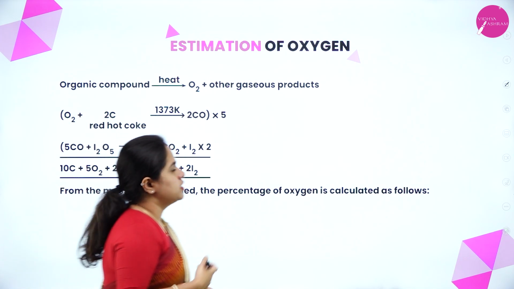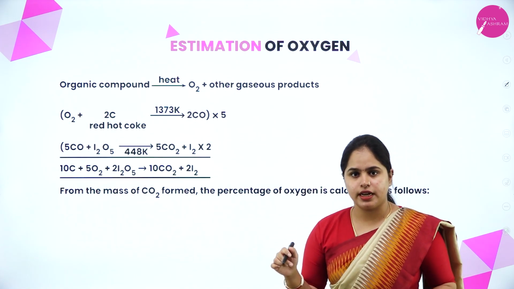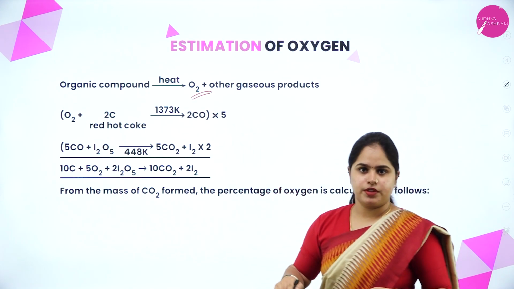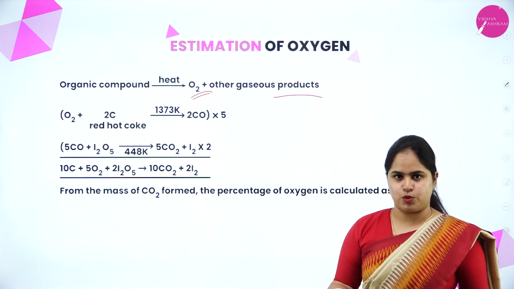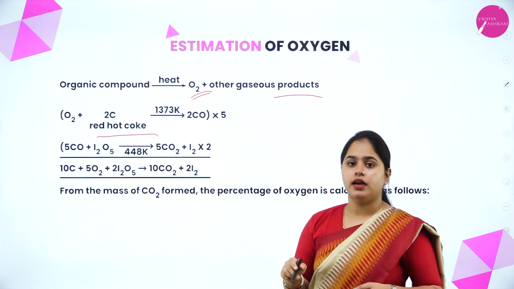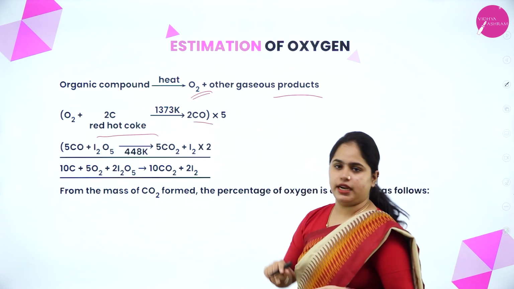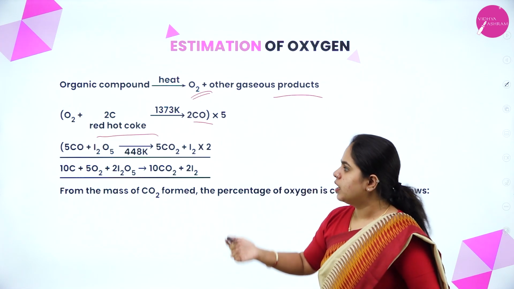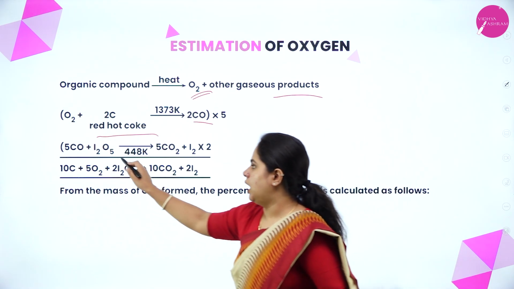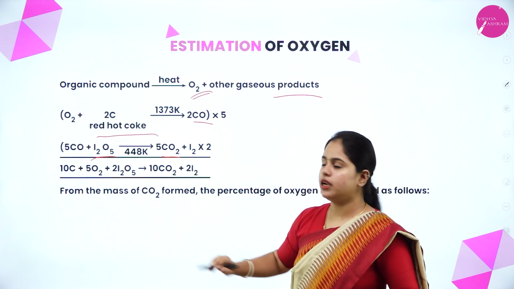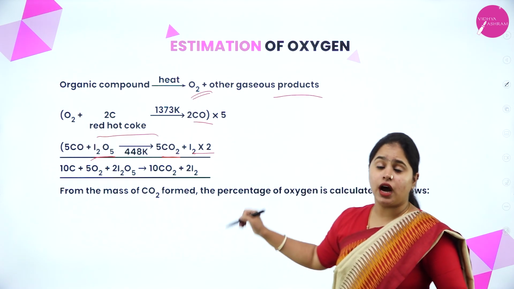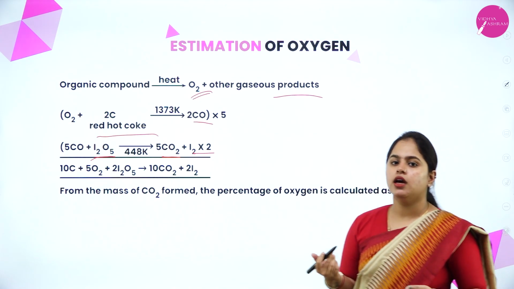So let us see. The organic compound is first heated, pyrolyzed. That means under high temperature it is decomposed, and we obtain oxygen and other gaseous products as well. Now that is made to react with red hot coke, and carbon monoxide will be formed. This carbon monoxide is further reacted with iodine pentoxide, and we get carbon dioxide and iodine gas. From the mass of carbon dioxide which is formed, we can calculate the percentage of oxygen.